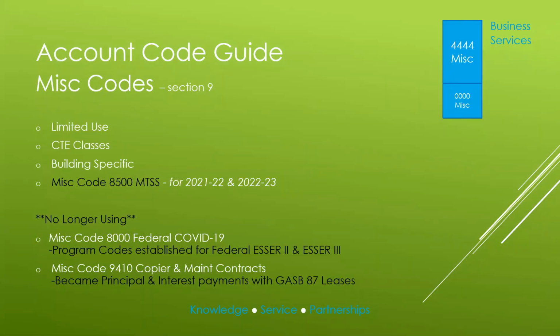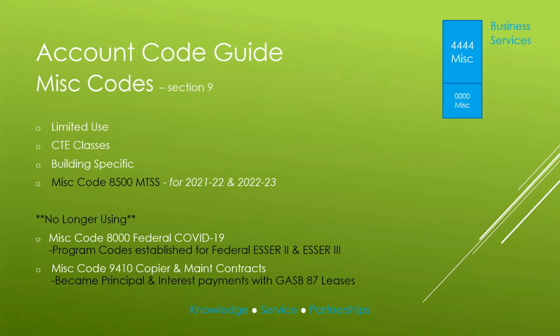In section 9 of the account code guide, we discuss miscellaneous codes. These are really for limited use. CTE does use it a lot for some of its classes. And then we have some building specific codes. For example, if you have a donation where you want to track the expenditures, you can add a building specific MIS code to see all the expenditures related to that donation.